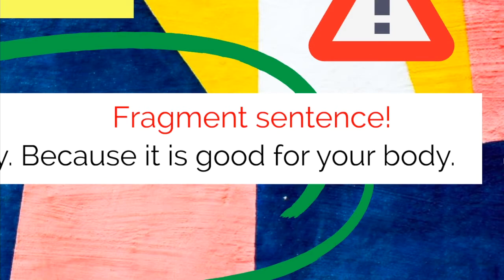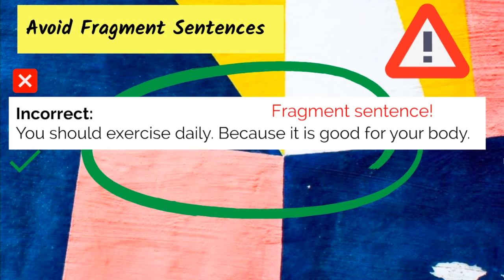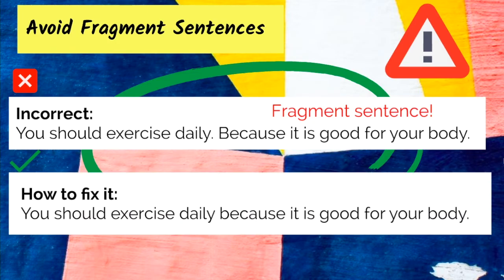When we use because, we need two clauses. That means two sentences. So how can we fix this? You got it. We just need to take away the period and make a small letter for because and make it all one sentence. You should exercise daily because it is good for your body. Now we've got a good complex sentence.